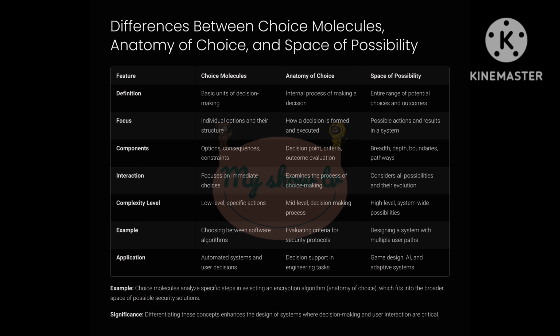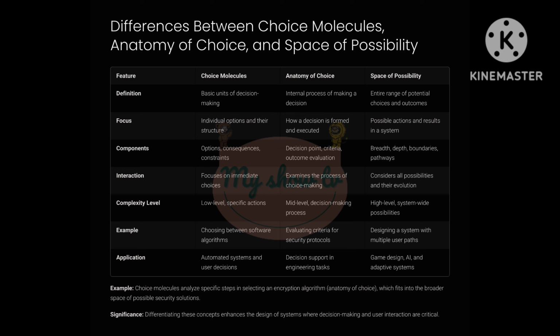5. Complexity level. Choice molecules: low level, dealing with specific actions. Anatomy of choice: mid-level, analyzing the decision-making process. Space of possibility: high level, covering system-wide possibilities. 6. Example. Choice molecules: selecting between two encryption algorithms. Anatomy of choice: evaluating which algorithm meets security needs. Space of possibility: designing a system with varied encryption pathways.